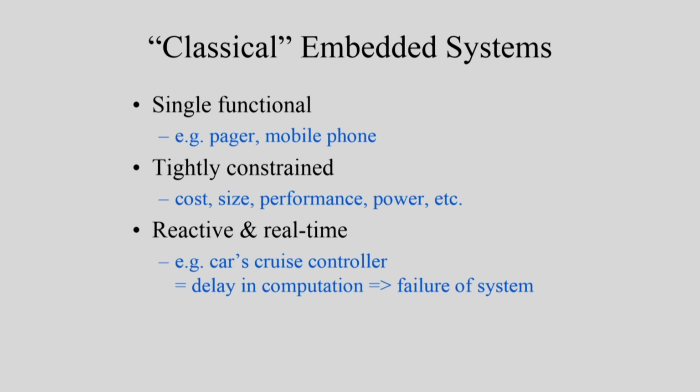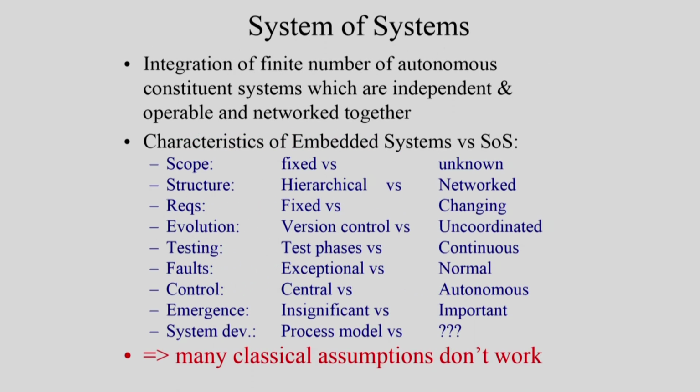So typically classical embedded systems were single functional, like pagers and so on. They were tightly constrained, as they are now also, in terms of cost and size and performance and all that. And typically they were reactive and real time, like the cruise controller in a car. Now however, these things are much more complex.